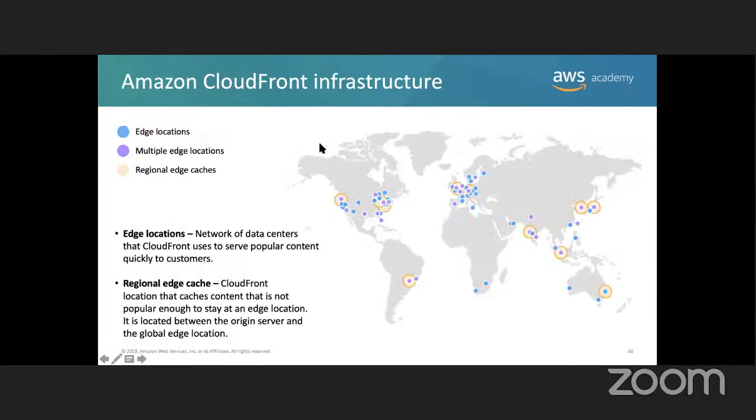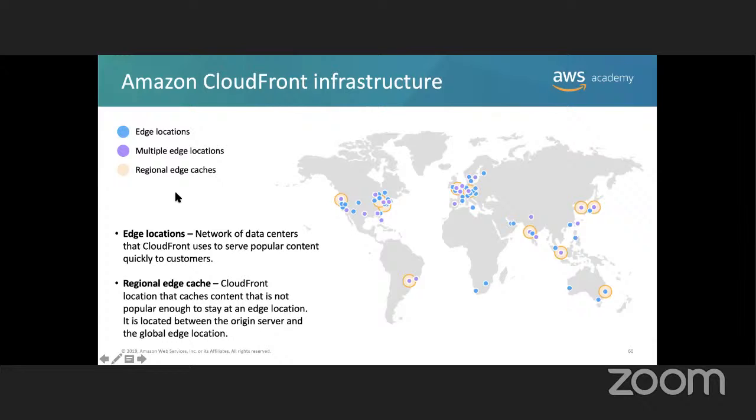So this is the infrastructure of CloudFront. You have edge locations, multiple edge locations, and regional edge caches. And it gives you an explanation here of what everything is, right? So an edge location is a network of data centers, right? That CloudFront uses to serve popular content quickly to customers. Regional edge cache, CloudFront location that caches content that is not popular enough to stay at an edge location. It is located between the origin server and the global edge location. Okay.